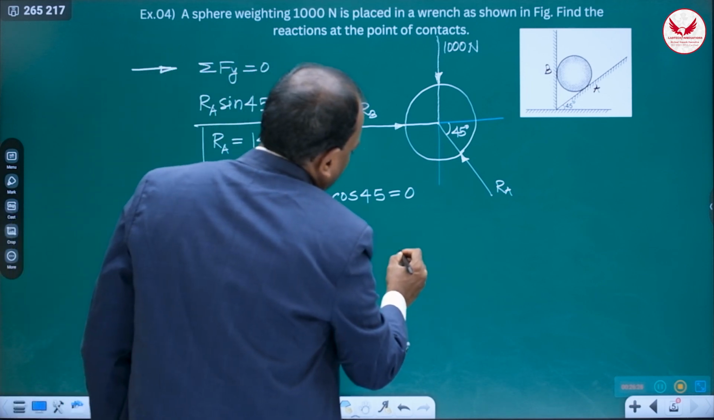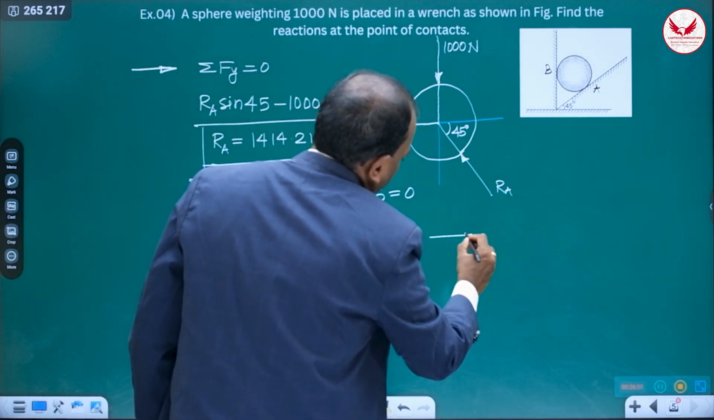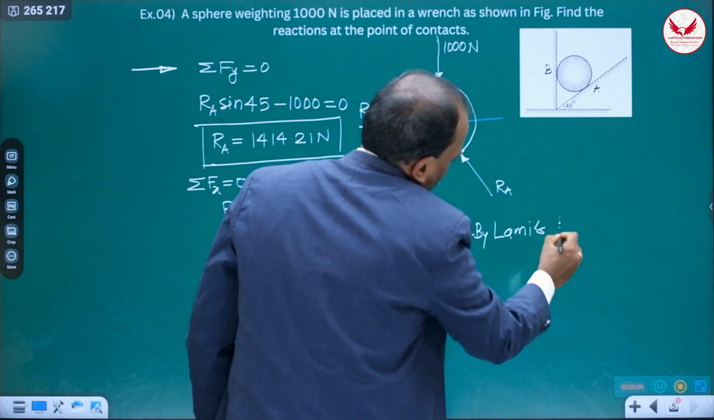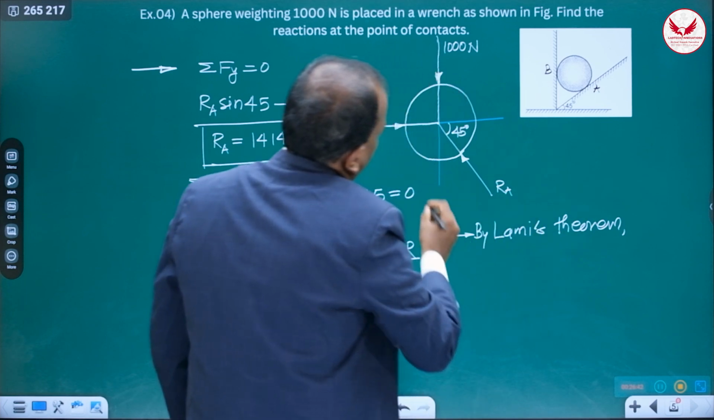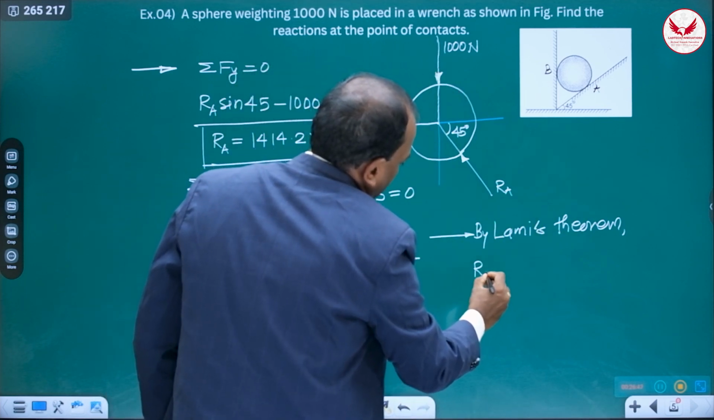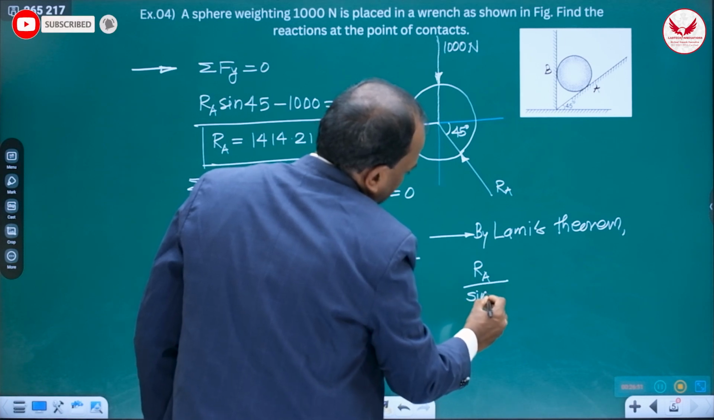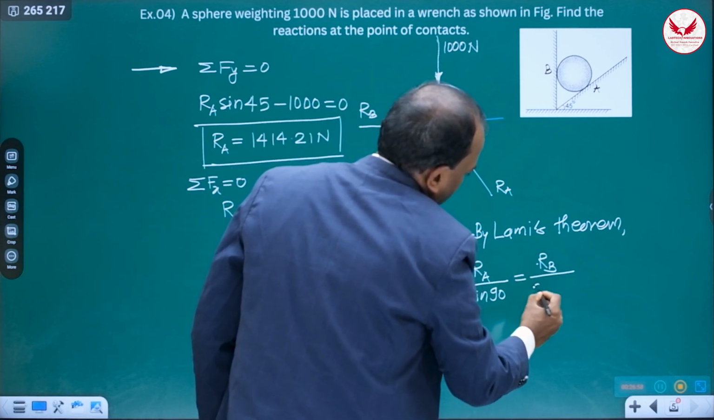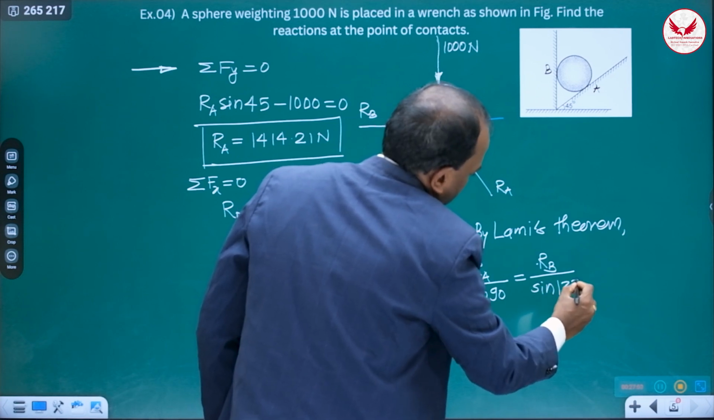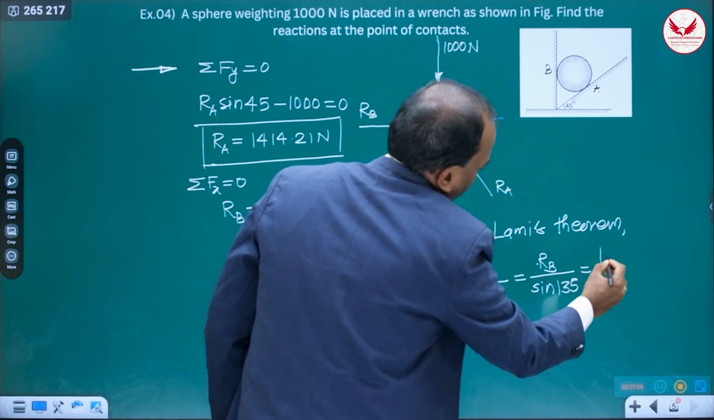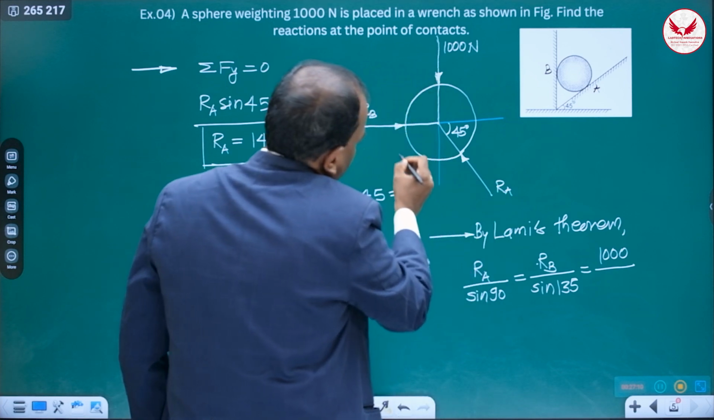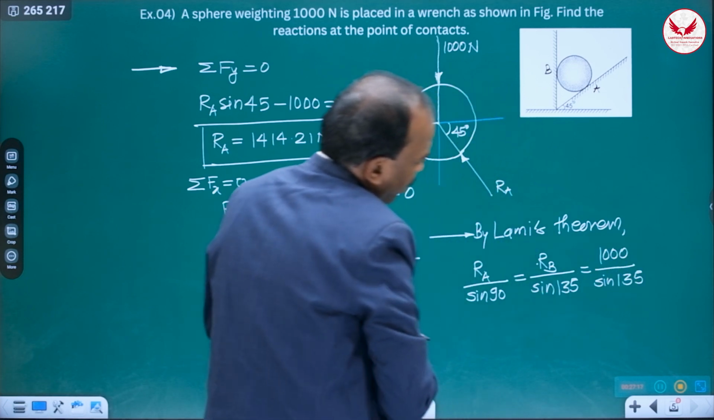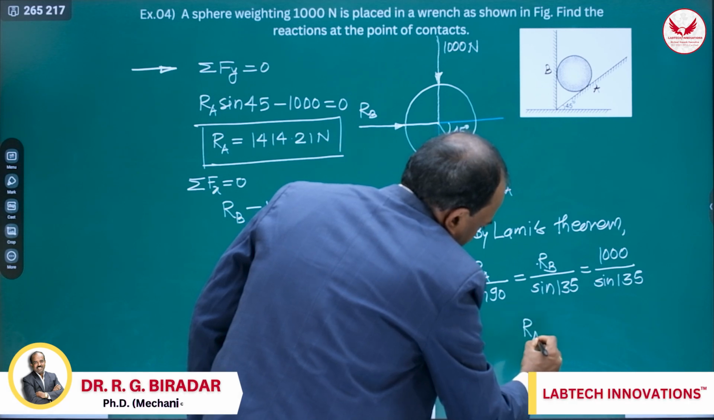The other way of solving this example is what? I'll show the same problem by Lami's theorem, because three forces are there again. Now RA, the unknown force, divided by sine 90 is equal to RB, again an unknown value, divided by sine 135, is equal to the known value 1000 divided by sine of 90 plus 45, means again sine 135. Here the calculations are very simple. From this directly we can write the RA and RB values.